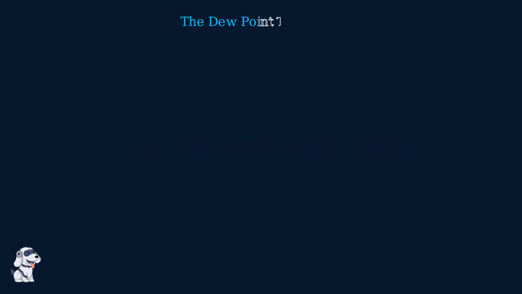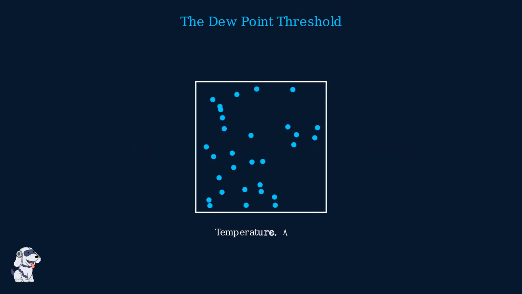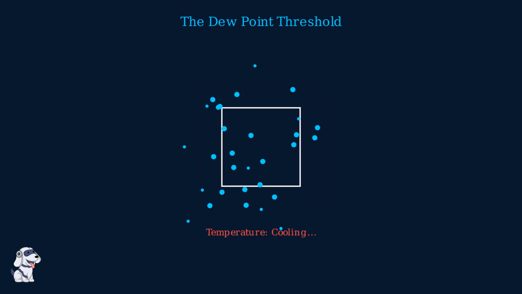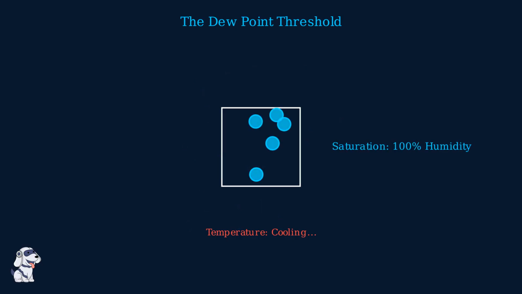The dew point is a critical threshold in meteorology. It marks the temperature at which air becomes saturated with water vapor. As air cools, its capacity to hold water vapor decreases. Even if the amount of vapor stays the same, the air eventually hits a limit. When relative humidity reaches 100%, the air is saturated. The vapor can no longer remain a gas and must transition into liquid water. This process of condensation releases energy and is the fundamental first step in forming clouds and precipitation.